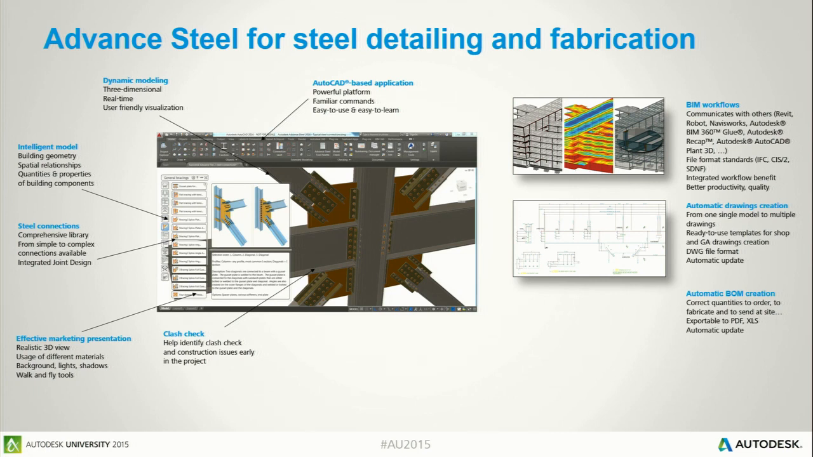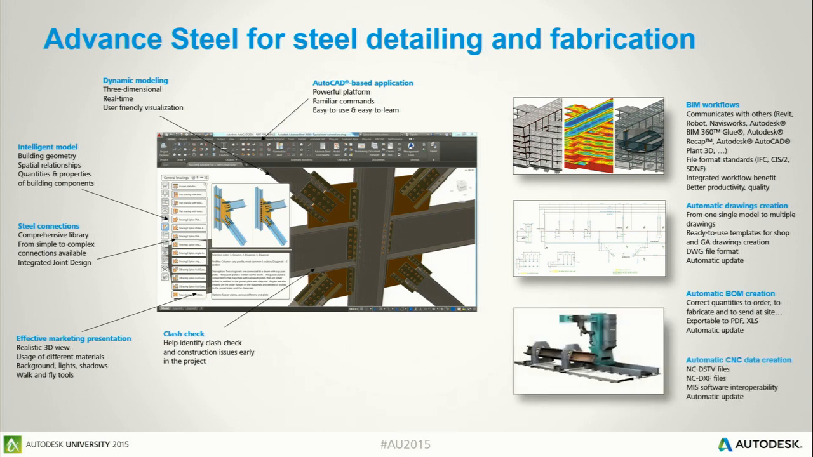We get also bills of materials, and we get NC data, such as NC files, DXF files, and we are also able to drive welding robots thanks to an XML file created automatically from Advanced Steel.